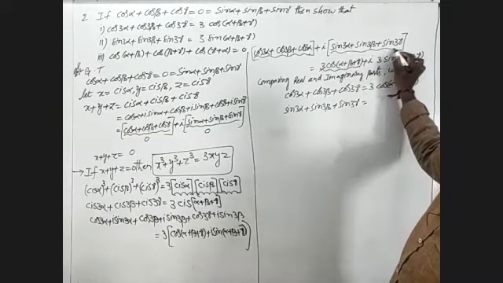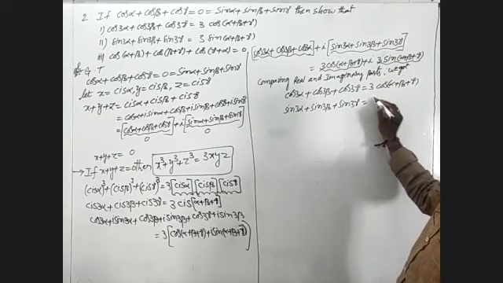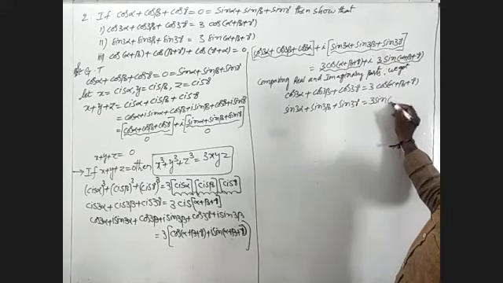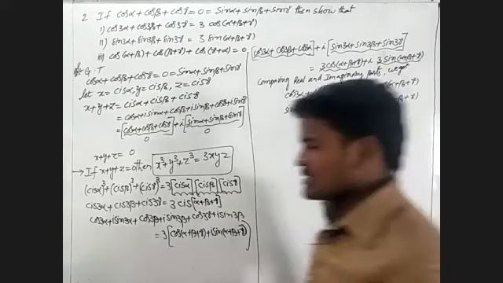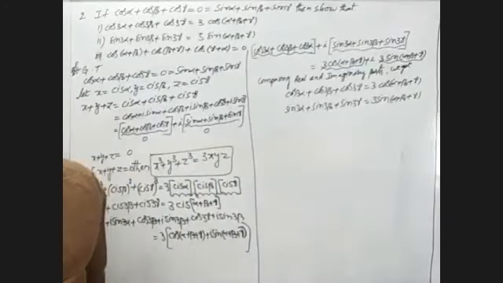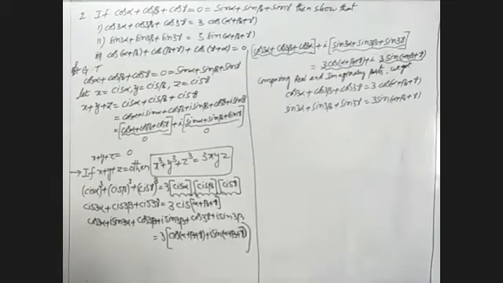This is the imaginary part. For the given imaginary part, we have to write 3 sin of alpha plus beta plus gamma. These are the two conditions.